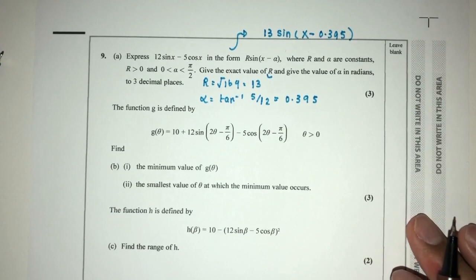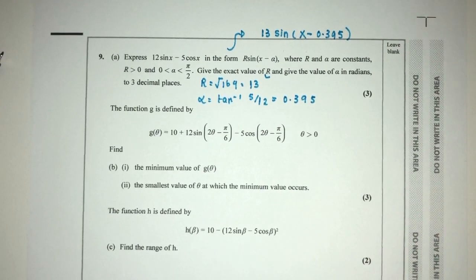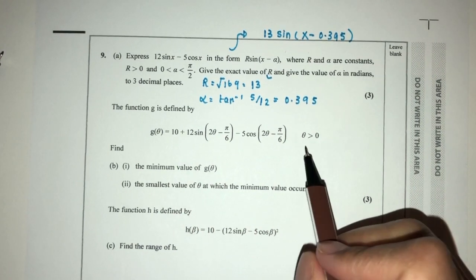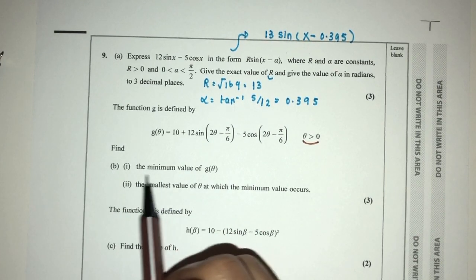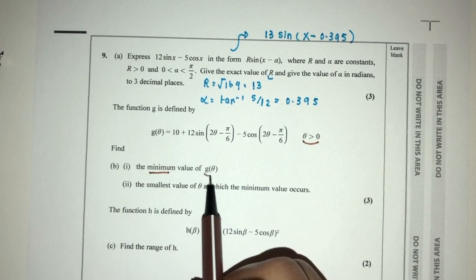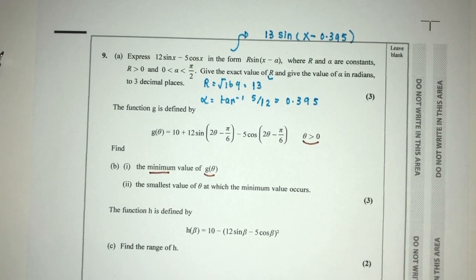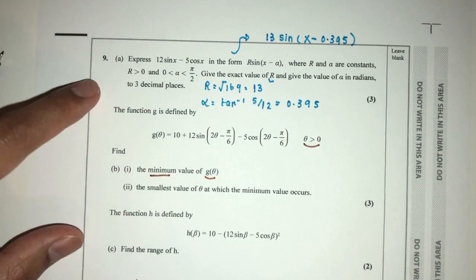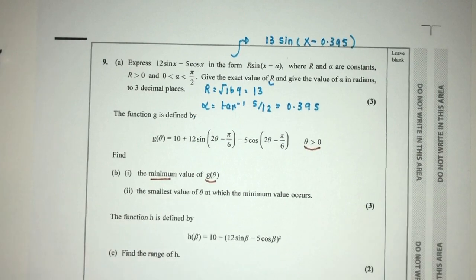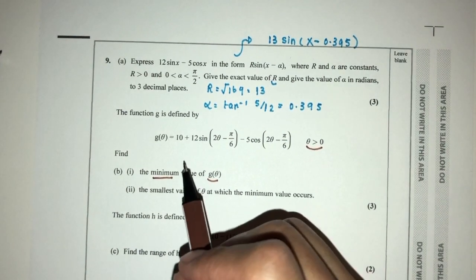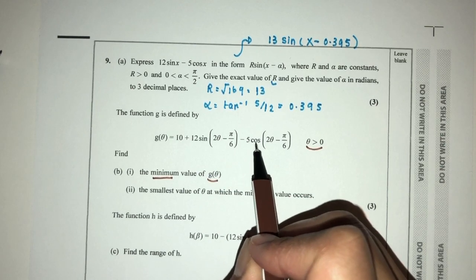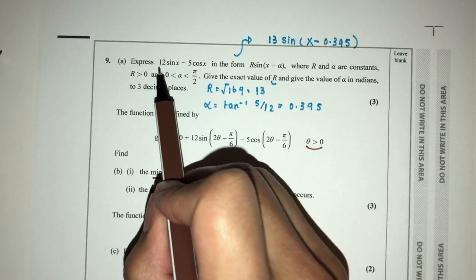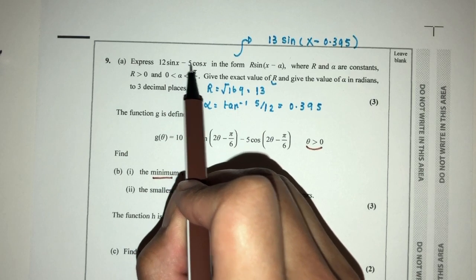Okay, now moving on to part B. Part 2, I guess. The function g is defined by g of theta given by this, for theta more than 0. That's good to know. Now in part 1, we have to find the minimum value of this. So I guess we have to use something from part 1. Why did they ask us this? To only move to this, so we have to use something here. For example, if you observe, here we have 12 sine the angle minus 5 cos the angle.